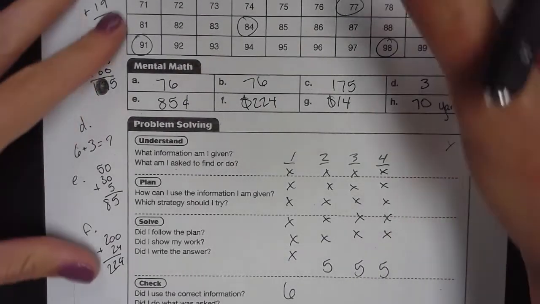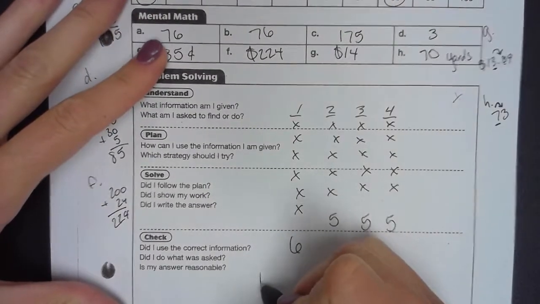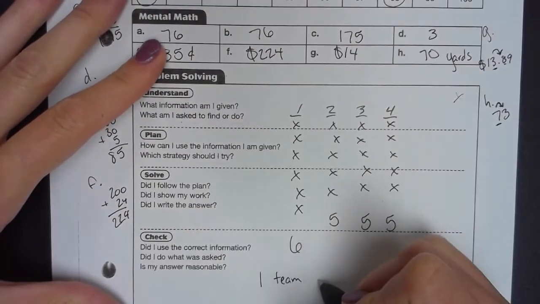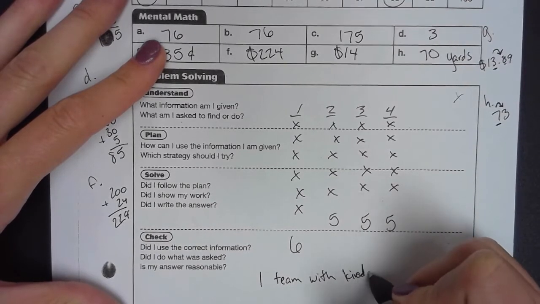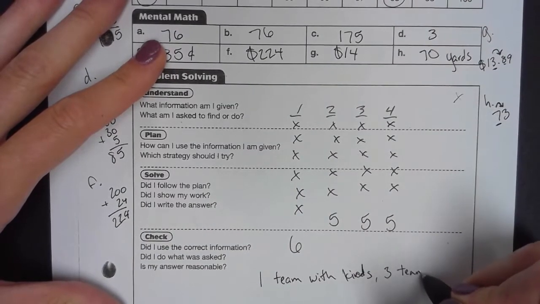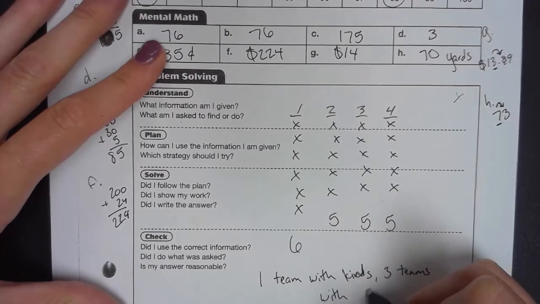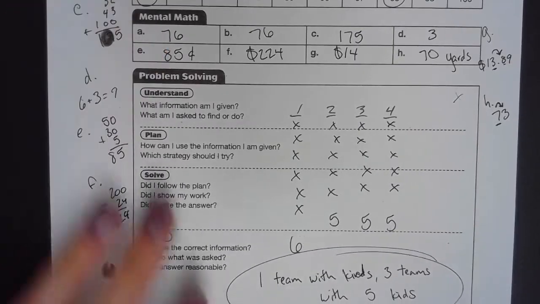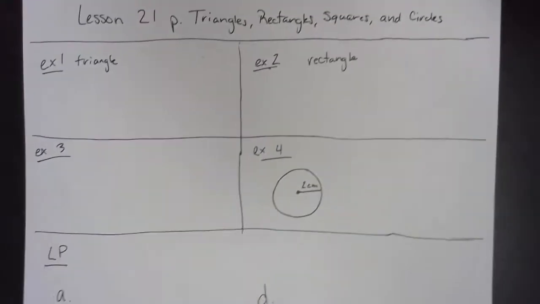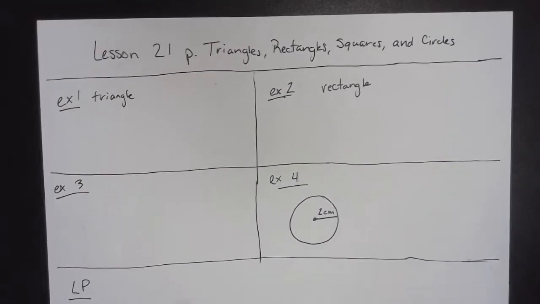All right, so for my answer, I could say one team with 6 kids, and then 3 teams with 5 kids. All right, go ahead and flip it over so we can learn our new concept for lesson 21.